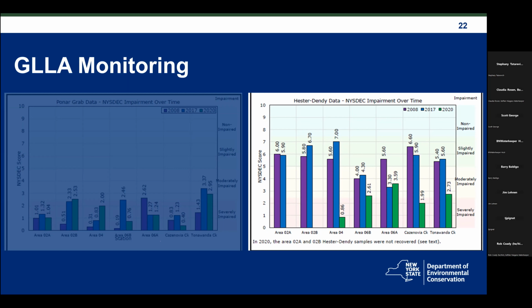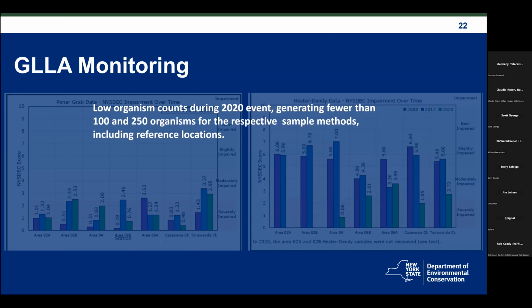Again, there's no consistent pattern from these results, implying that the macroinvertebrate community was not influenced by factors directly associated with the Buffalo River, and these factors being low organism counts during the 2020 event, generating fewer than 100 and 250 organisms for the respective sample methods, including reference locations. And that impacted the BAP scoring. In 2020, instead of 100 bugs, the average collected was 8 in the Buffalo River and Cazenovia Creek, which was the reference location. And then the other reference location, Tonawanda Creek, had an average of 7 organisms for Ponar grabs. And then multi-plate sampling produced under 50 bugs on average for the Buffalo River and reference site, which is under the required 250.